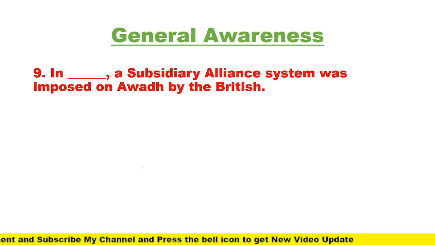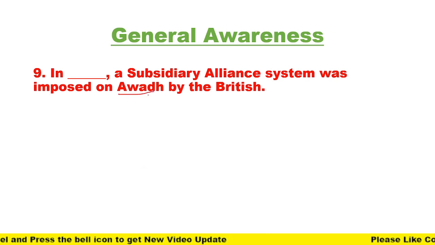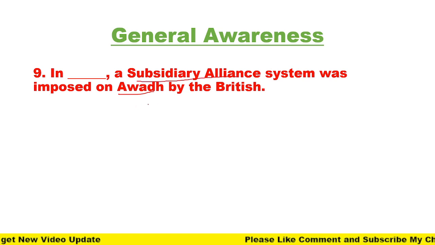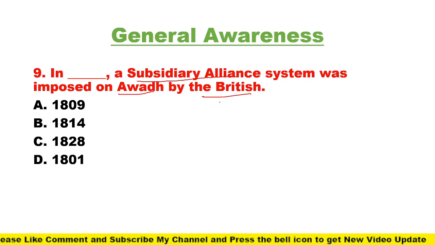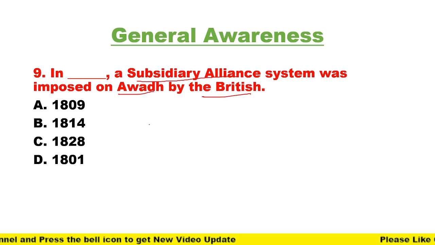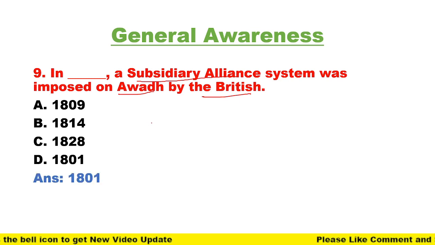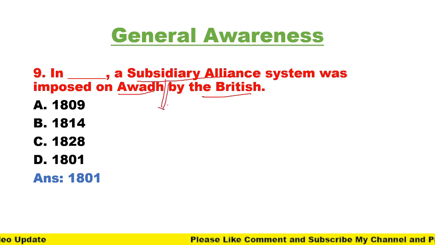In Dash, a subsidiary alliance system was imposed on Awadh by the Britishers. So, in which year? The options: 1809, 1814, 1828, 1801. In which year was this subsidiary alliance system imposed on Awadh? The answer is 1801.